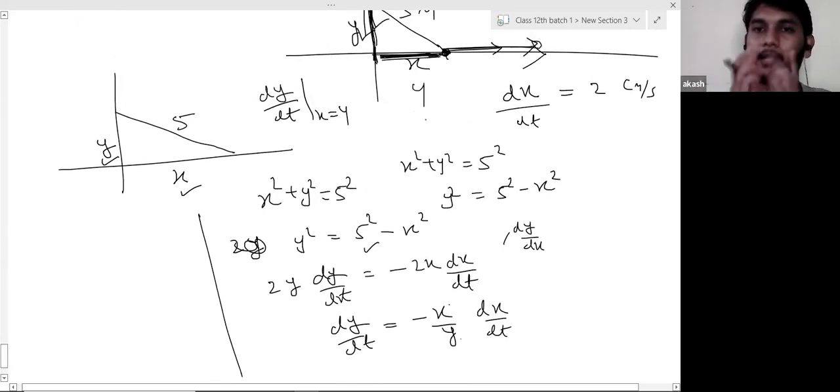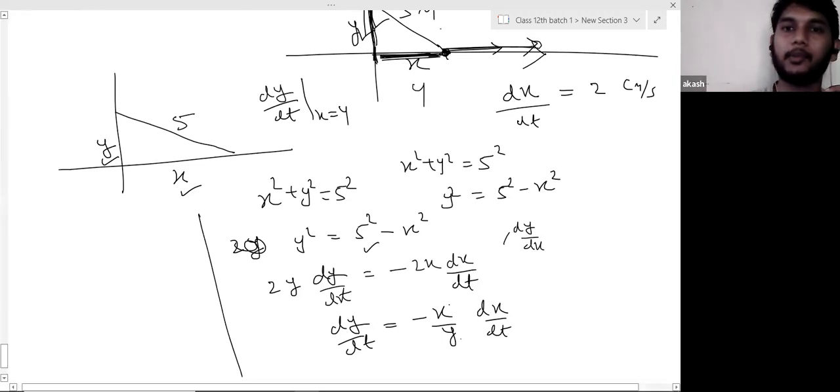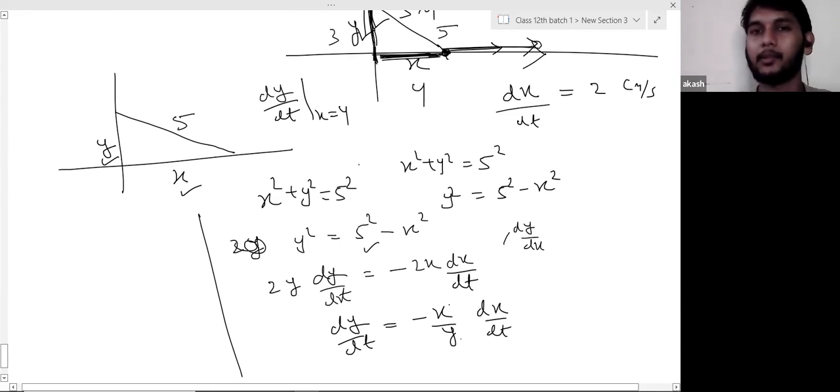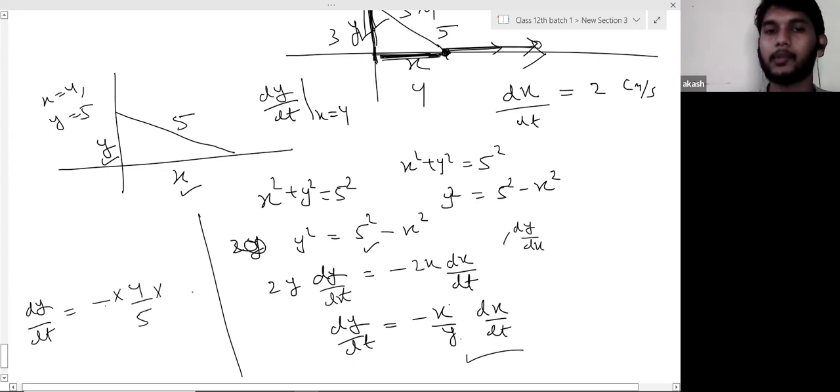At that moment, when x is 4, what will be the speed at which the top is falling? So when x is 4, this is 5 and this is 3. Please use the Pythagoras theorem, find the value. Don't skip steps. So when x is 4, y is 3. Now we can put the value here. dy by dt will be equal to minus 4 upon 3, and what was dx by dt? 2, I guess. So minus 8 by 3.